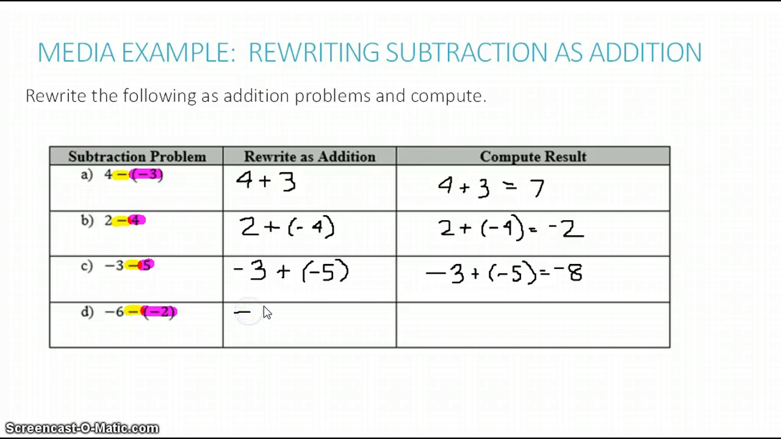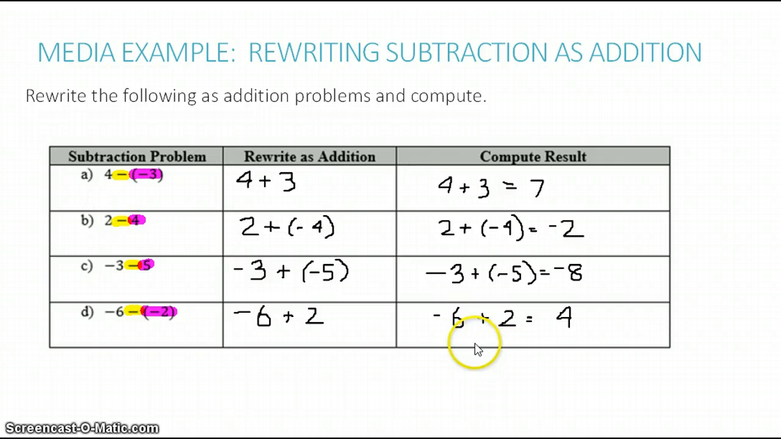-6, we keep the first number the same. We'll change the subtraction to addition. And now -2 we're going to change to +2, and we're just going to write that as 2. Now computing, we're adding two signed numbers with different signs. So we take the difference of their absolute values. 6 minus 2 is 4.